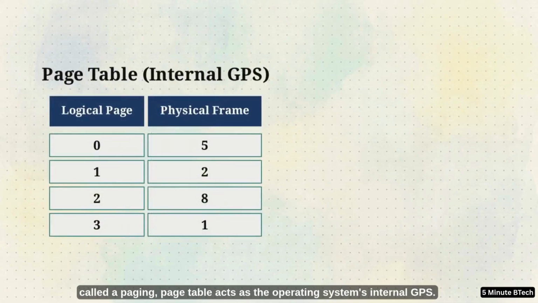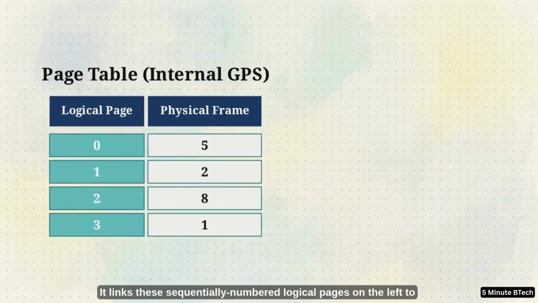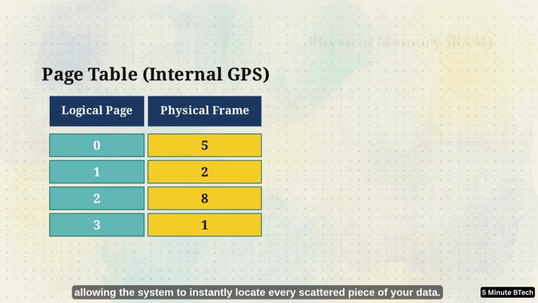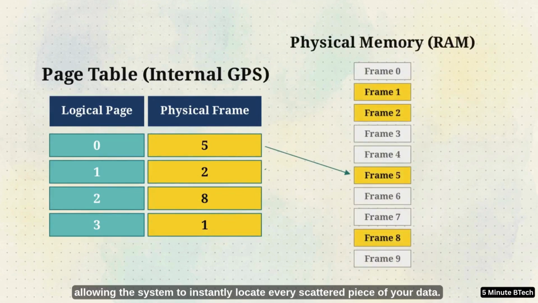This mapping chart, called a page table, acts as the operating system's internal GPS. It links these sequentially numbered logical pages on the left to completely randomized physical frames on the right, allowing the system to instantly locate every scattered piece of your data.